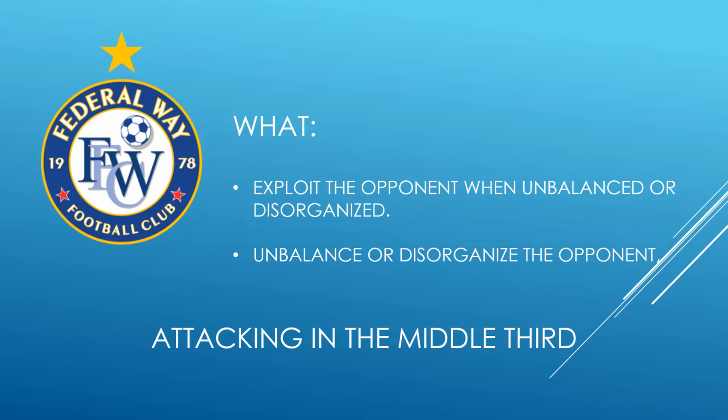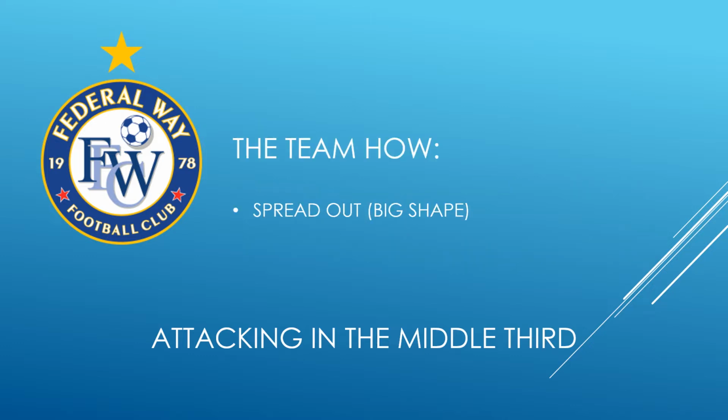Well, the first thing we're going to do is exploit the opponent when they are unbalanced or disorganized. And if they're not unbalanced or disorganized, we are going to try to unbalance or disorganize the opponent. So how are we going to disorganize them? Well, the first thing that we teach is that we're going to spread out. We want a really big shape when we are attacking.